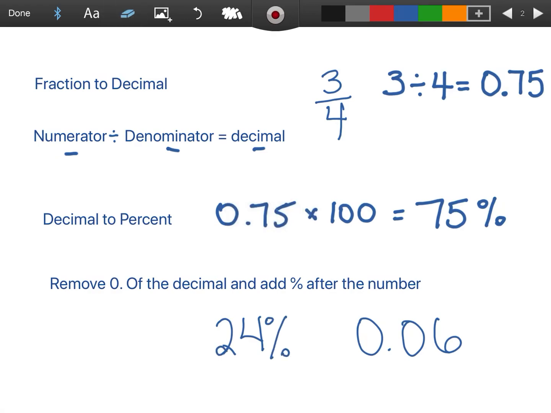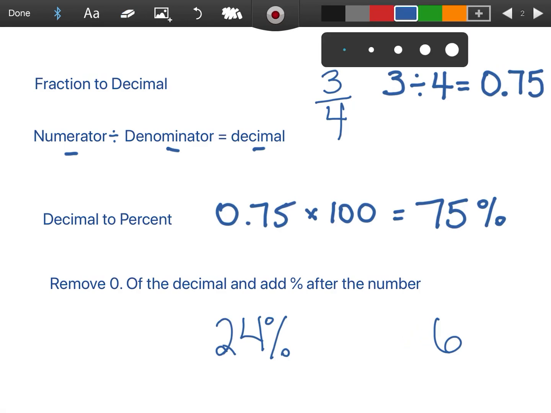This one's a little tricky, so I did this one. We are going to remove the 0 and remove the decimal, but look, can we really start a number with a 0? No, it doesn't make any mathematical sense, so we're going to erase that one and add the percent sign.